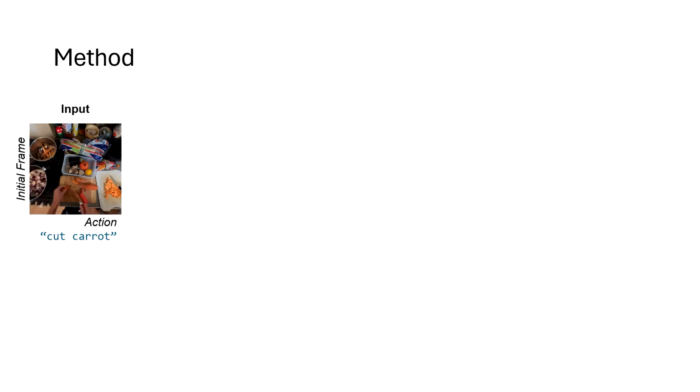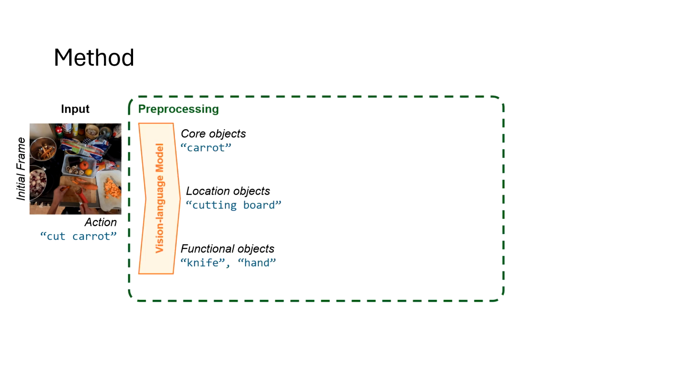The VisualChef pipeline starts with an initial frame as input, paired with an action description. A vision language model is employed to identify relevant objects and classify them into three categories: core objects, objects that are essential to the action itself, such as carrot in this example; location objects, that describe the initial or final locations of the objects involved, such as cutting board; and functional objects, that serve a purpose in the action but do not move other objects, nor is their location important, such as knife and hand.